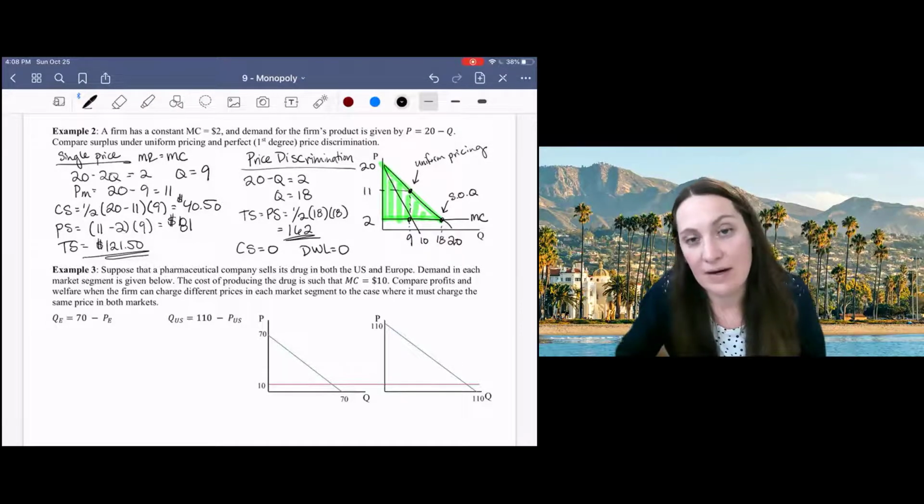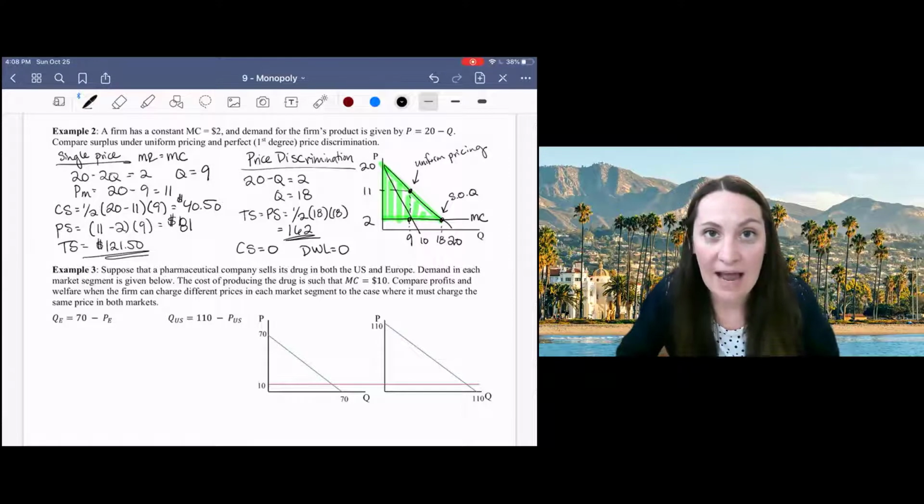So when we think about price discrimination, it increases access to the product for consumers. Even though it doesn't increase surplus for them, it does increase access. It also increases profits for the firm, leading to a general overall increase in surplus.